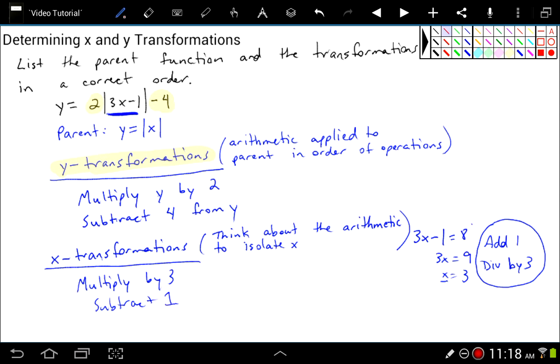No, that's wrong, okay? Instead of just applying the order of operations like we've done with the y transformations, you have to think about how, if this were in an equation, you would isolate x. You'd add 1 and divide by 3. Those are the x transformations. So we would add 1, and I'm going to write to x now, and divide by 3. So I'll say divide x by 3. And those are my x transformations.